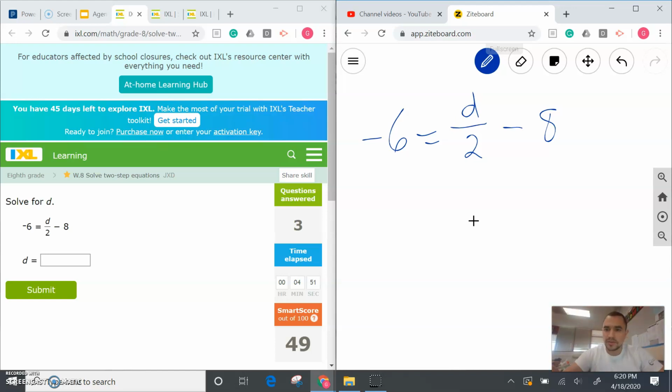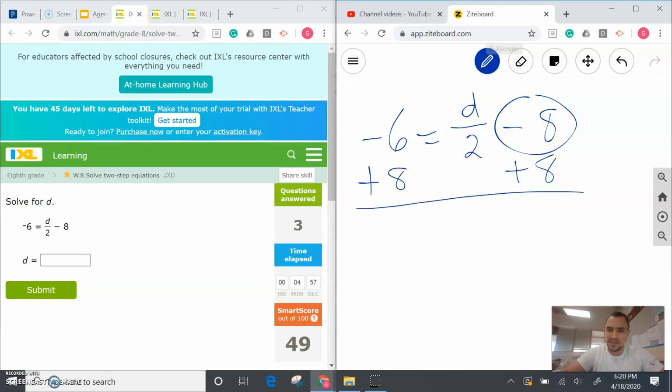There we go. All right, so I have numbers on both sides. So this is -8, so I'm going to add 8 here. That becomes a 0. Then we have d divided by 2 equals, this is +2. Now, this right here, this means division.